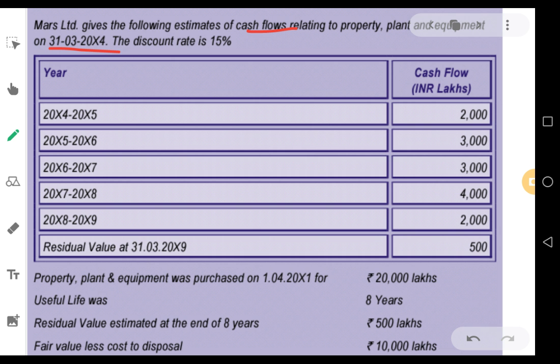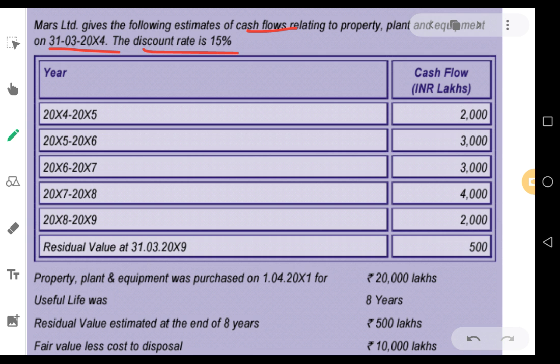Now, they have given a discount rate also. The discount rate is 15%. Rate of discount is 15%. Why have they given this discount rate? Because the future cash flows should be discounted to bring them to present value.